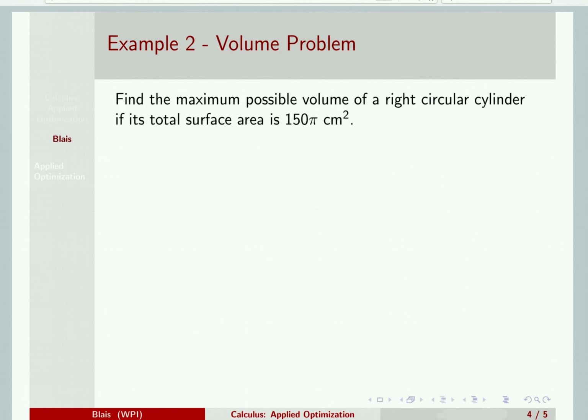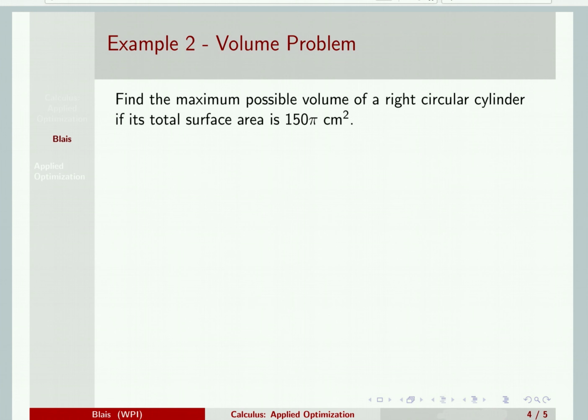One way you could think of this is that you are maybe a factory that cans soup, and you want to figure out that if you have 150 pi square centimeters of material for each can, maybe based on some piece of machinery that's giving you this material, what's the biggest can in terms of volume that you can produce that uses this to make the surface of the can?